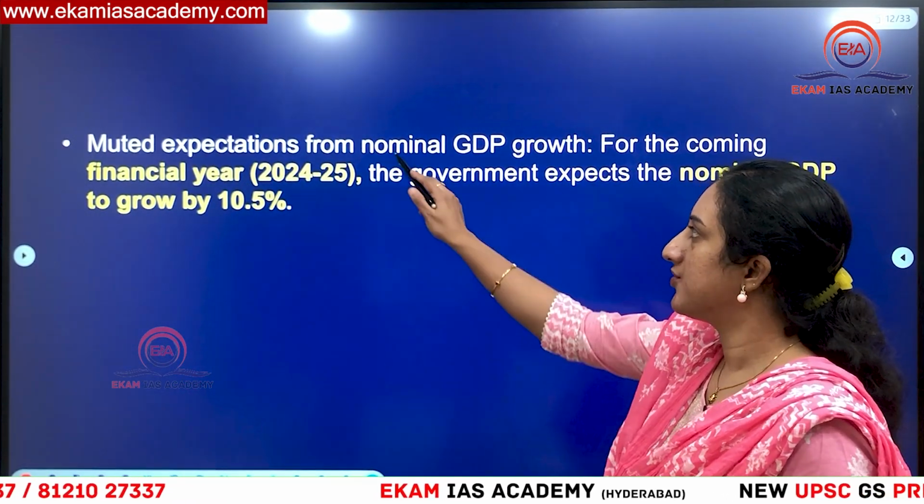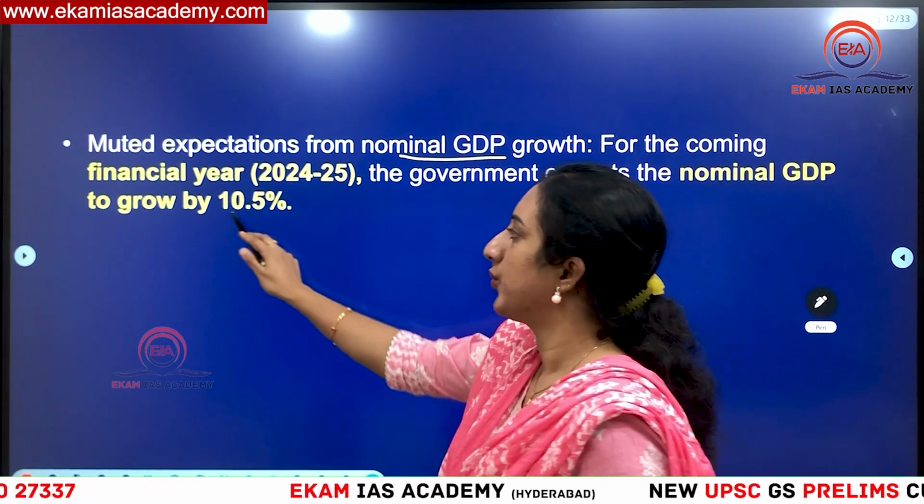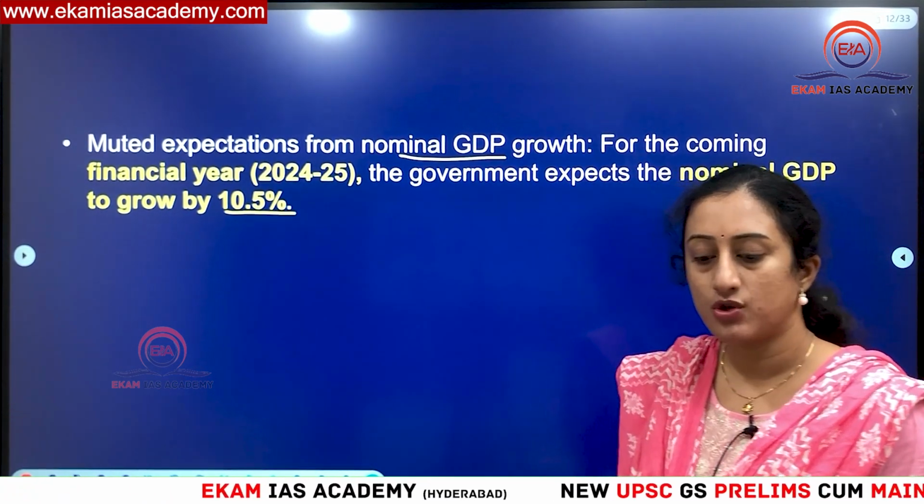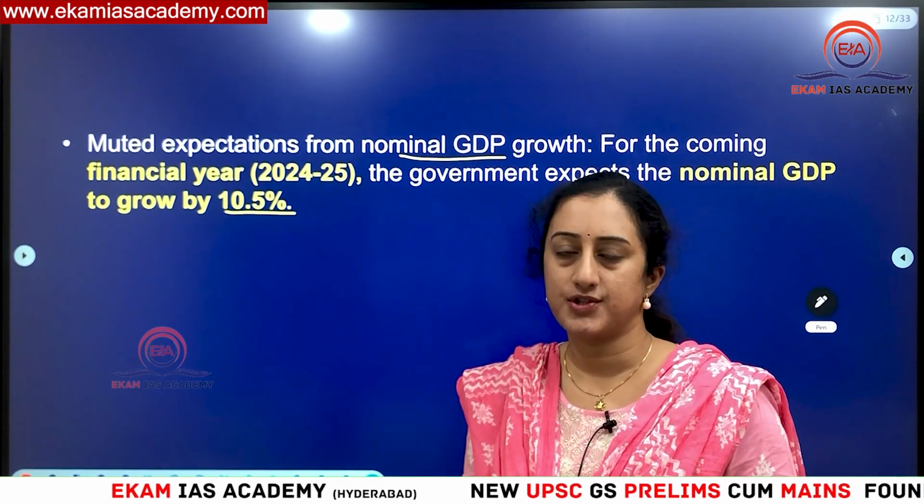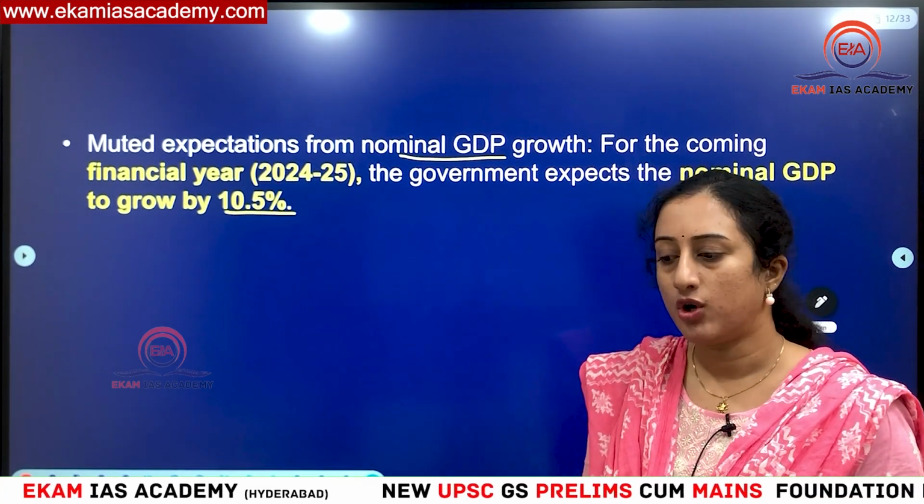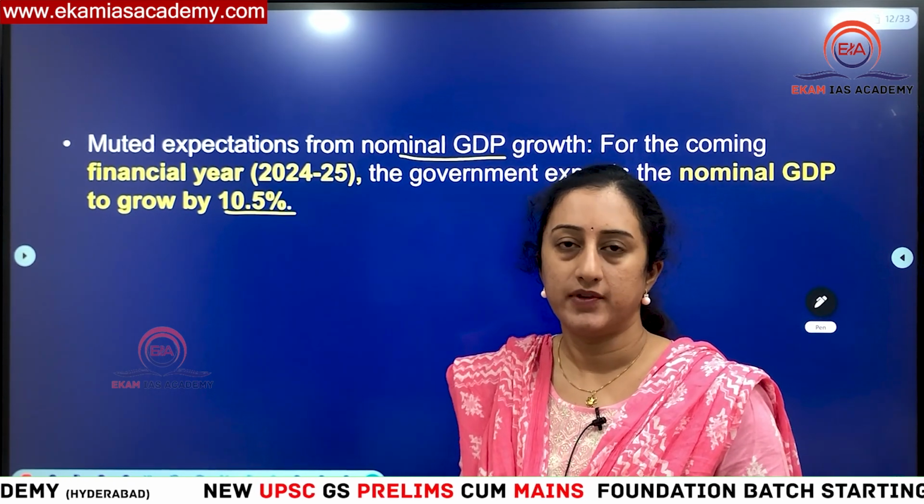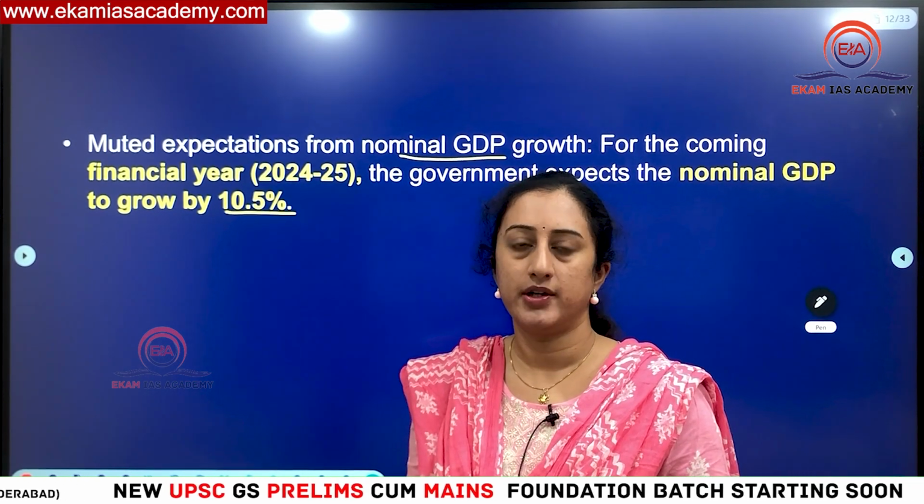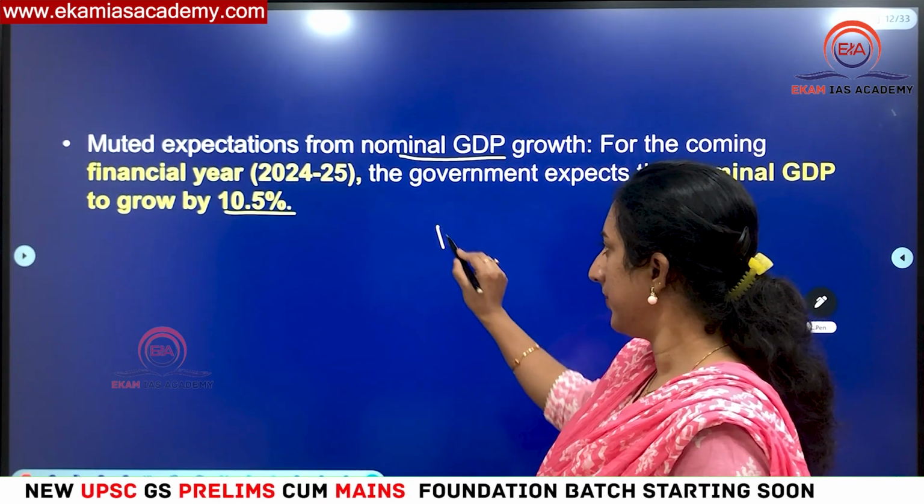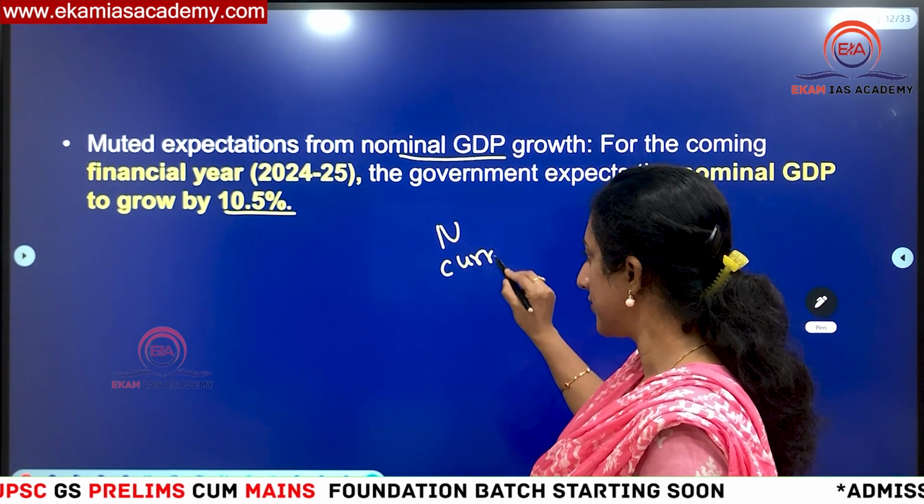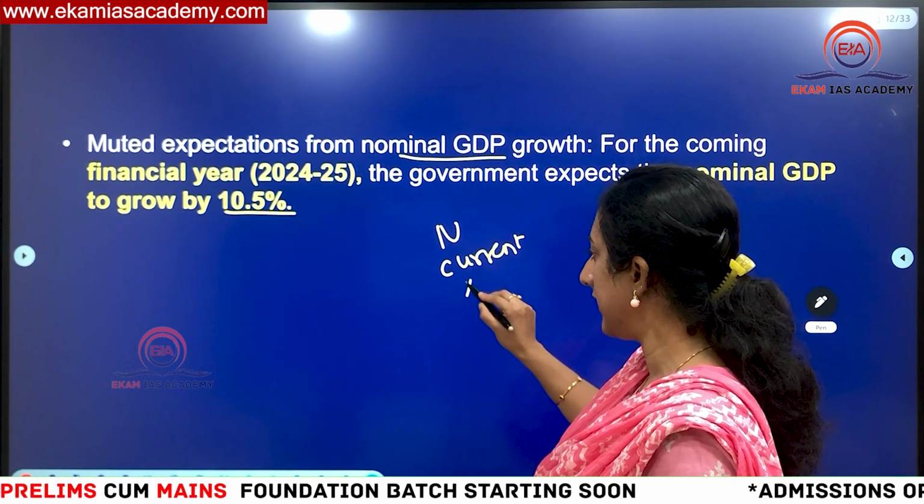Then nominal GDP is expected to grow by 10.5%. What is nominal GDP and real GDP? You need to know these differences from the static part. Nominal GDP is when you are measuring prices at the current level. Current level means in that particular year. So nominal means current prices, so here you don't take inflation into account.